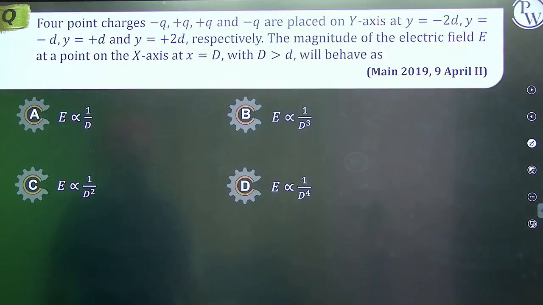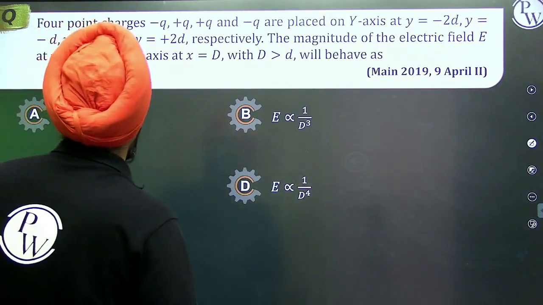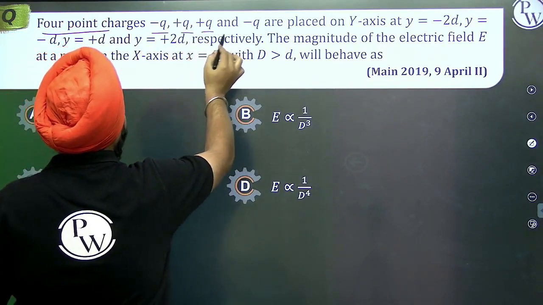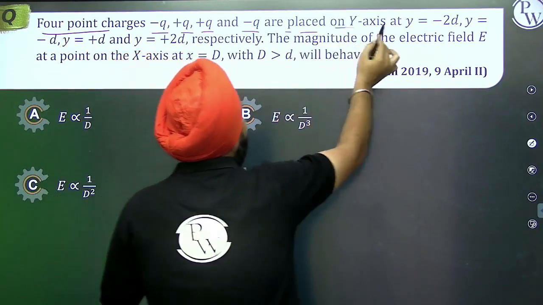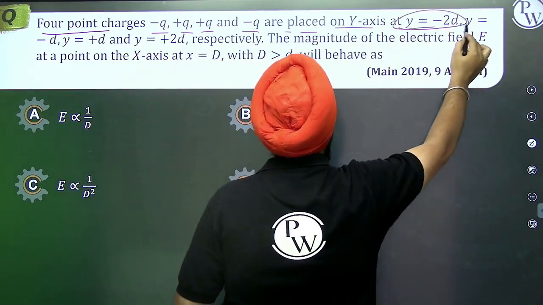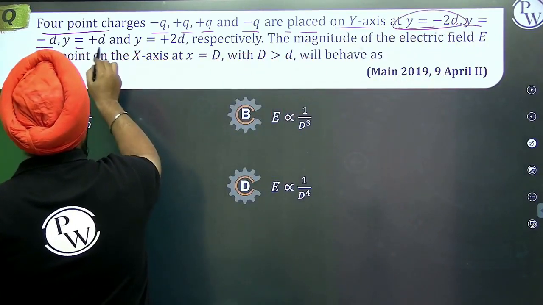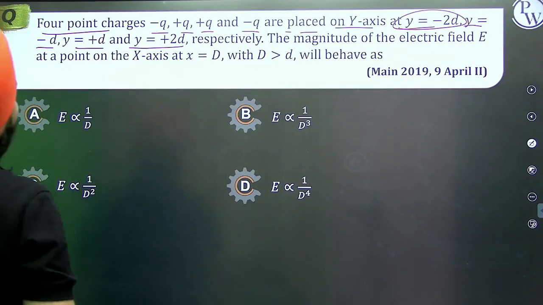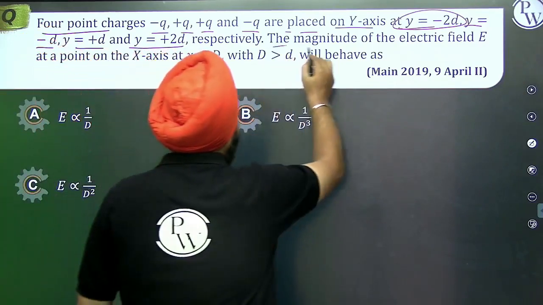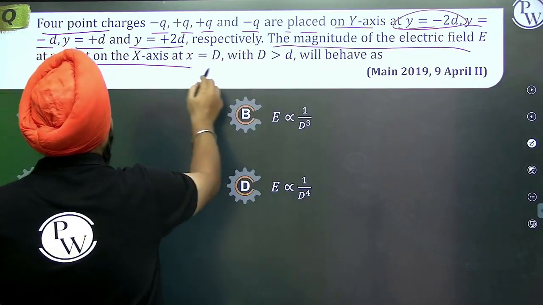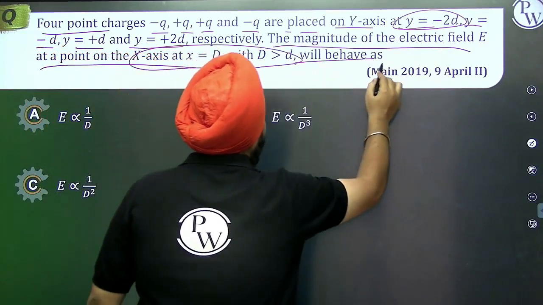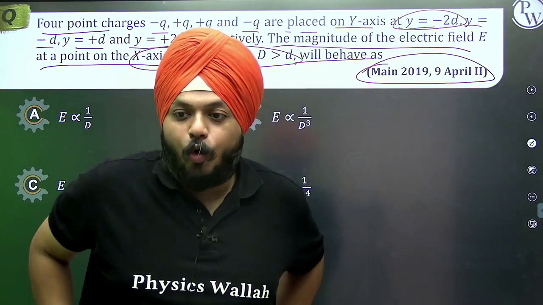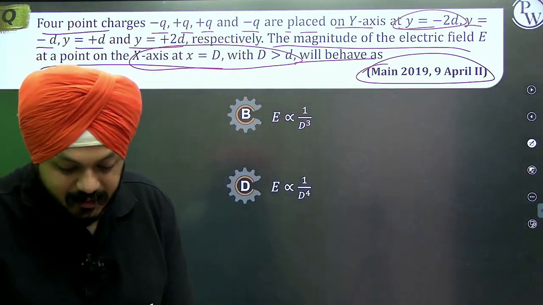Both sums are quite complex. Okay, let's solve this. Four point charges, minus Q, plus Q, plus Q and minus Q, are placed on the y-axis at y equal to minus 2d, y equal to minus d, y equal to plus d, and y equal to plus 2d. The magnitude of the electric field at a point on the x-axis will be what? JEE Main 2019.